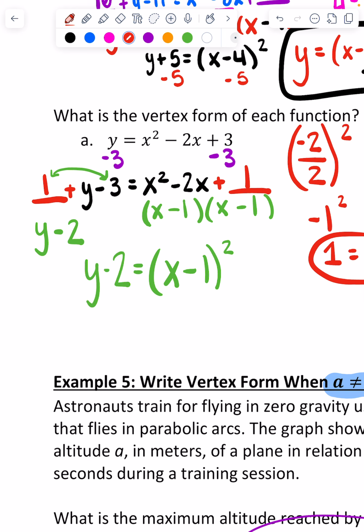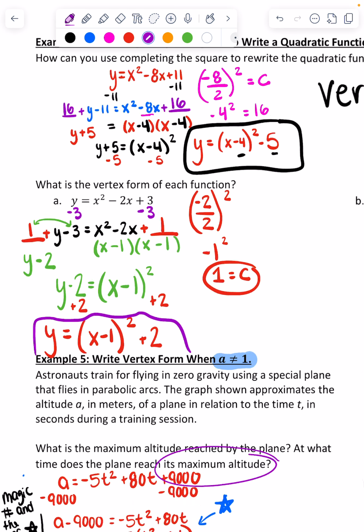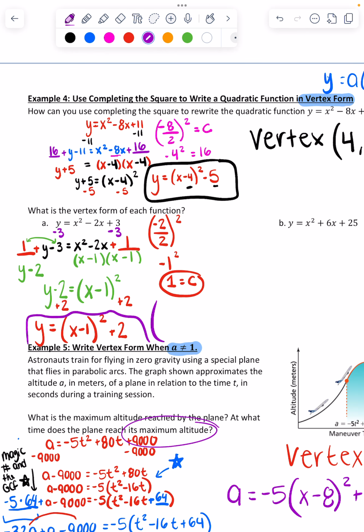We are super, super close to our vertex form, the very last step, just like before. We want to isolate y now. So we're just going to add 2 on the end of our equation. And that right there, you guys, is our final answer. There we go. There's our vertex form. All right, in bonus, what's our vertex? Positive 1, positive 2.